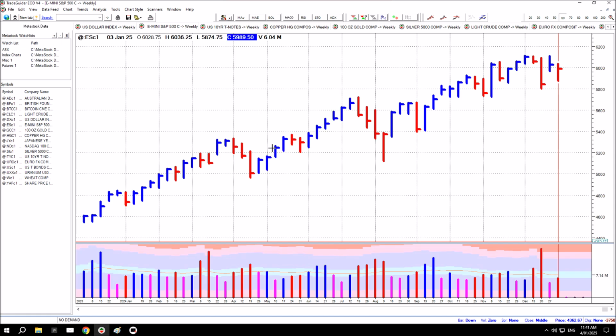E-mini S&P, this is S&P 500 index futures. You can see that the market has pulled back and recovered this week in the form of a test for supply within the range of this down bar here, which was threatening at the time. You see the very high volume on that down bar.